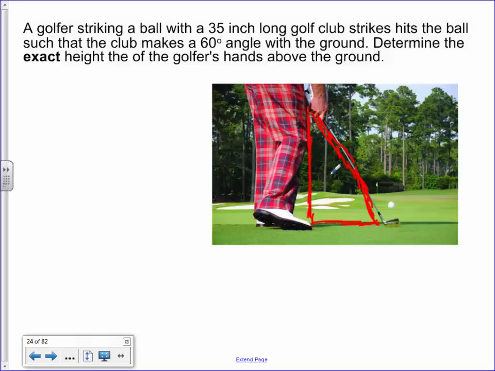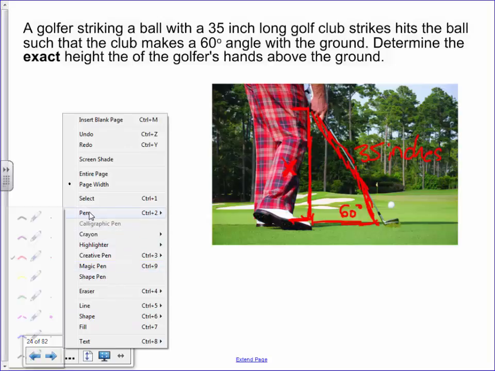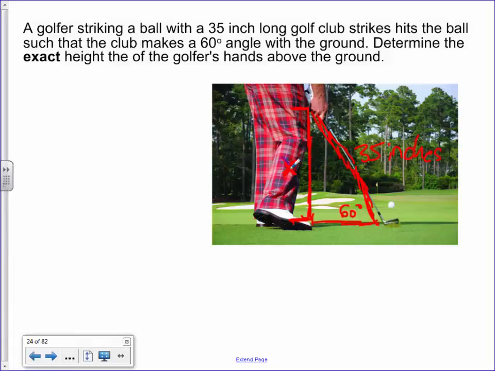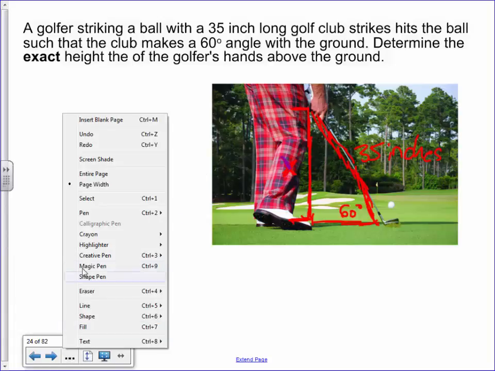Okay. What we do know is that the club is 35 inches long, so that's your hypotenuse right here. And we're going to aim for 60 degrees right here. The question I have for you is, how high should the golfer's hands be above the ground? We're looking for X. Boy, that doesn't show up very well on his red pants. Let's try that better. No, purple's still not better.